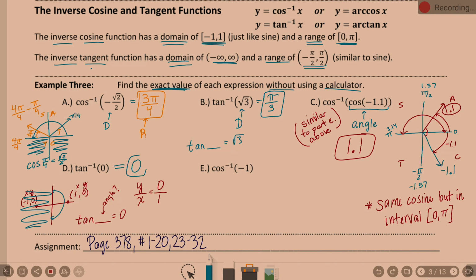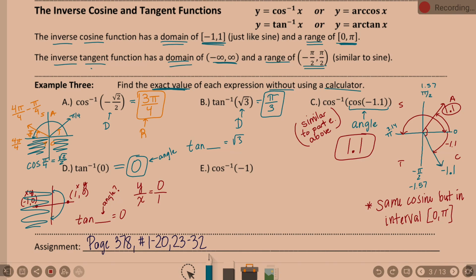Now keep in mind that this 0 is an angle. The other 0 was just a number. I know, a little confusing with 0 and 0 there, but it's all about the reasoning. Okay, one more.